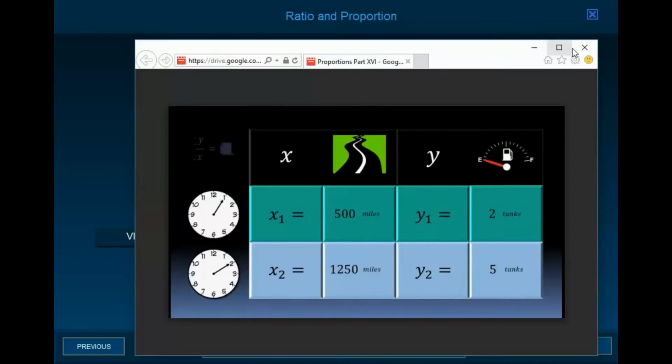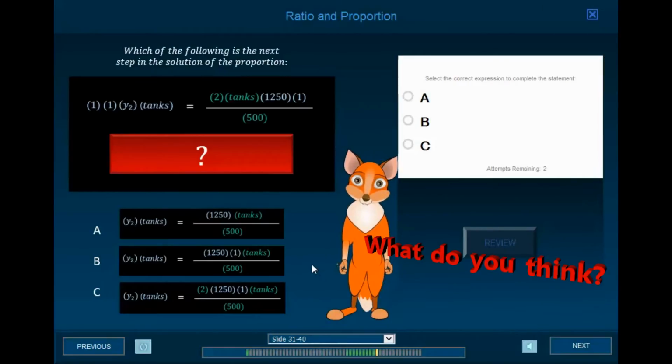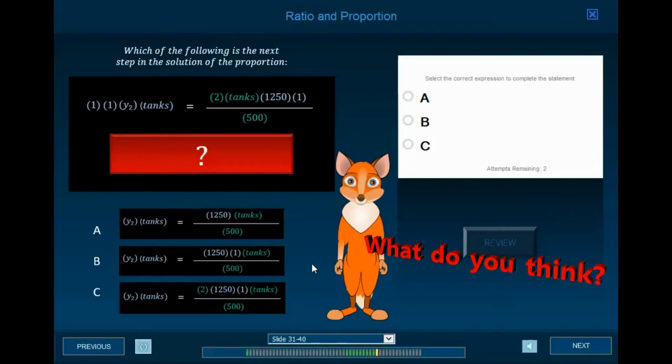We can say this because we solved a proportion, and we could solve the proportion because we knew that the variables y and x varied directly. The ratio of their values always calculated to be the same number. Which of the following is the next step in the solution of our proportion?